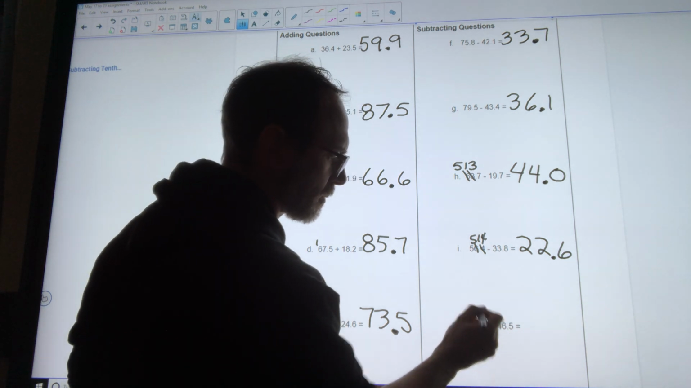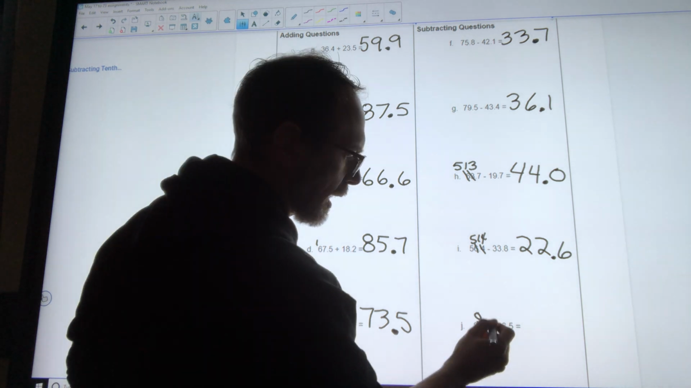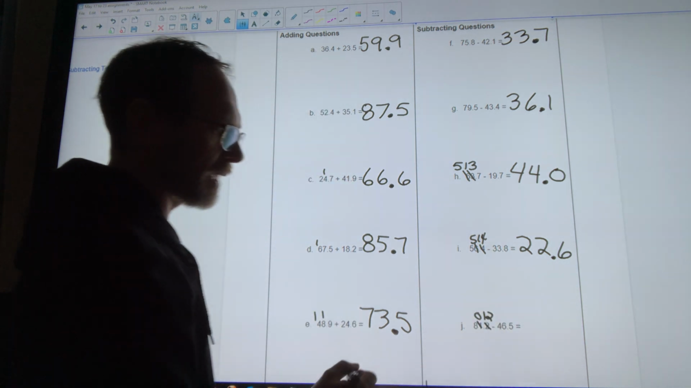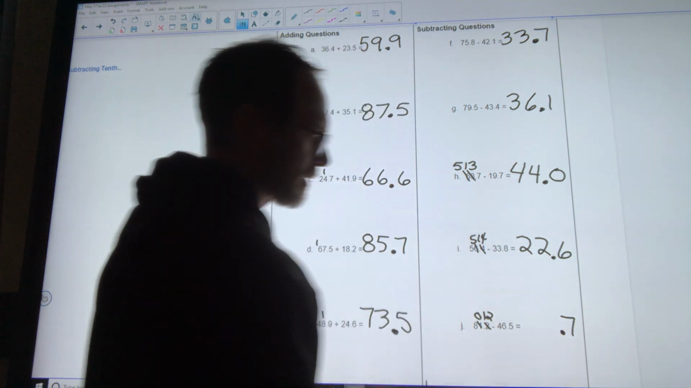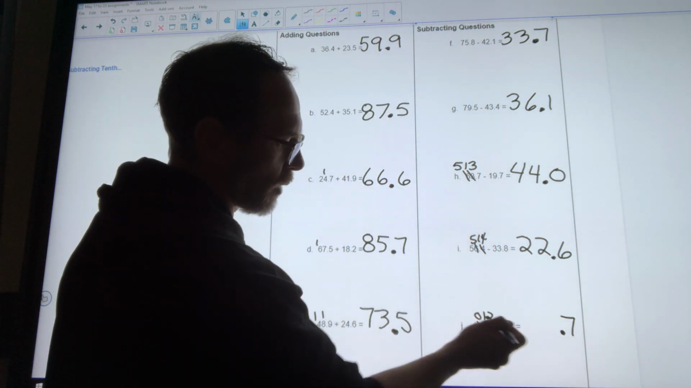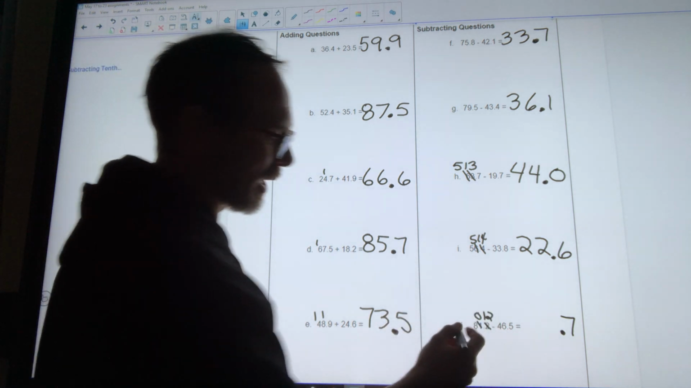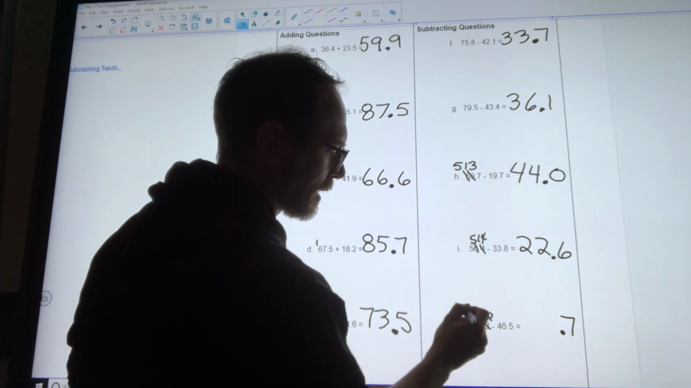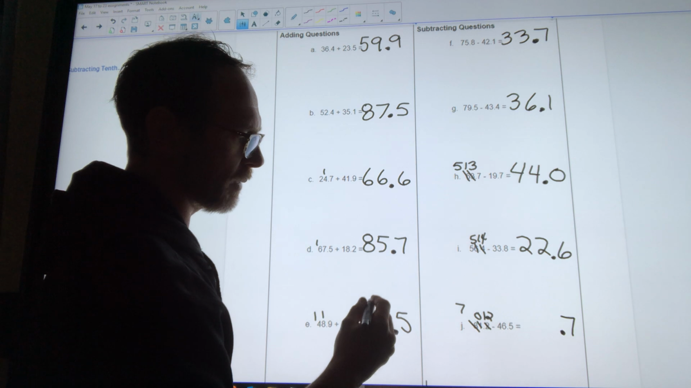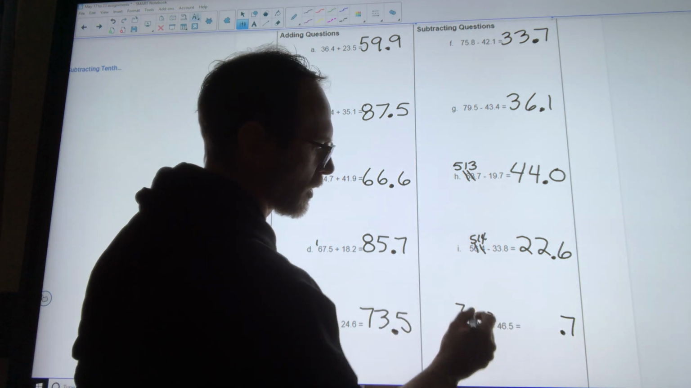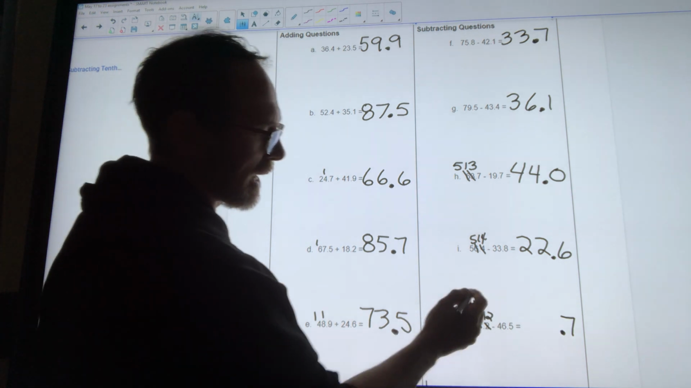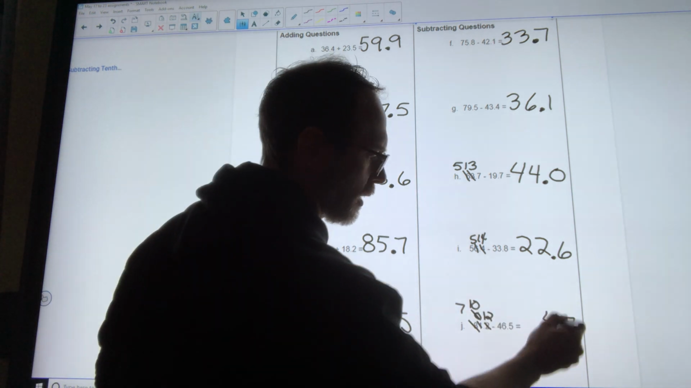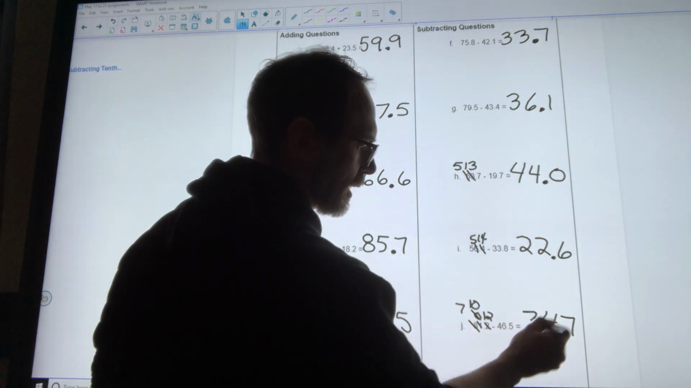My last question, I have 2 minus 5 in the tenths place, so I can't do that without borrowing. So this is going to become 0. And now I have 12 tenths. 12 minus 5 is 7. So that's going to leave me with 7 tenths. Then I have 0 ones minus 6 ones. So I'm going to have to borrow again. So this is going to become 7 in the tens place. I'm going to move that 10 over to the ones. 0 plus 10 is 10. Now, 10 minus 6 is 4, and 7 minus 4 is 3.